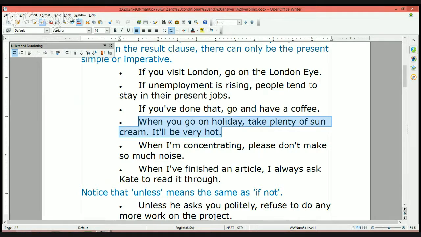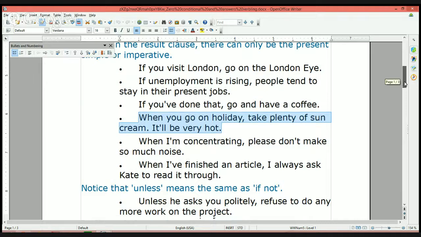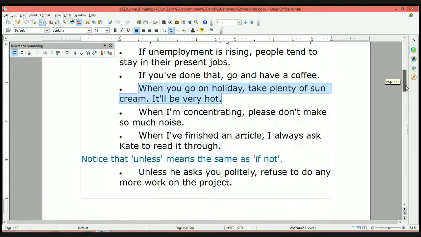I think that it using the future. So the last sentence is using the future, but that's actually not part of our zero conditional. That's just additional information to help the context of the sentence. So the first part, when you go on holiday, take plenty of sun cream. We have two verbs, and what are the tenses of them? The first one is when you go on holiday. So you go on holiday.